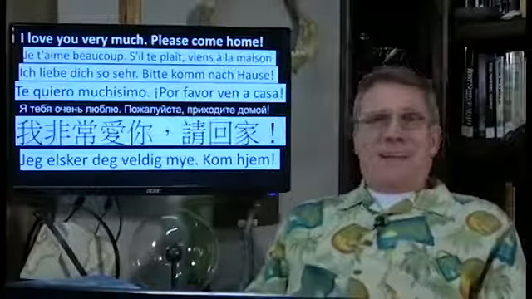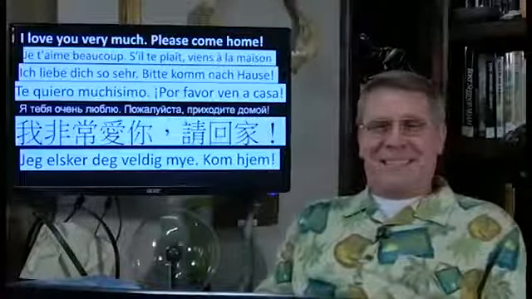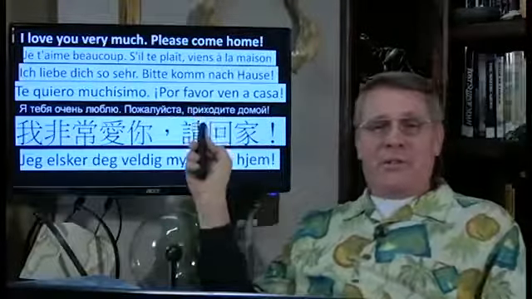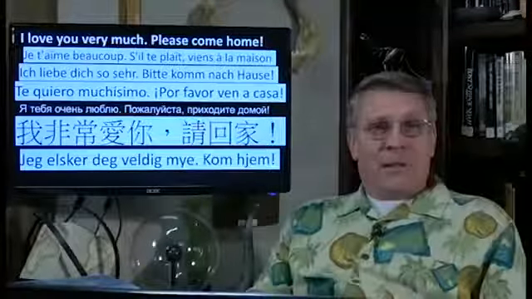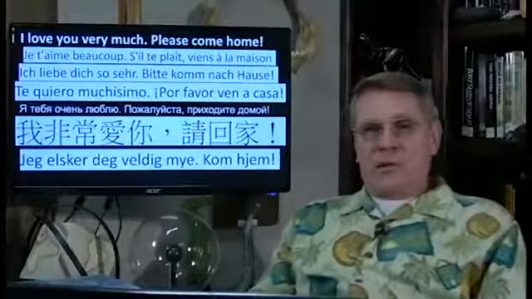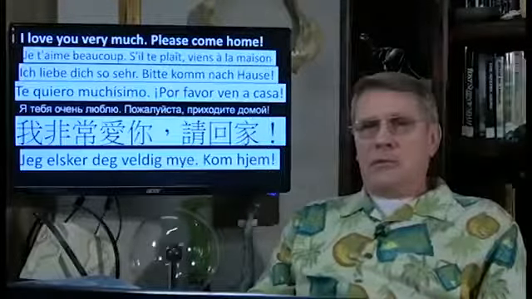Oh, yes. No wonder the Germans lost the war, right? Here it is in Spanish, in Russian, Chinese, Norwegian. Same message. How many letters would be similar? Not too many. But they're saying the same thing.